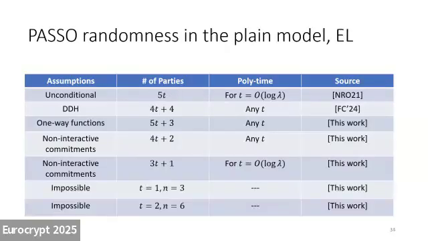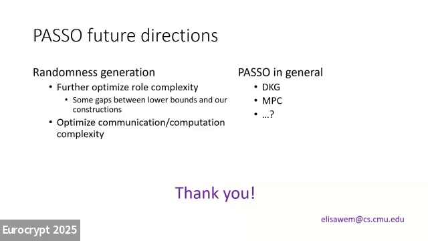Okay, so this is pretty much all that I had. There are lots of interesting questions in this model, so we can think about further optimizing the round complexity, since there are some gaps between our lower bounds and the constructions that we have. We can also think about optimizing the communication and computation, and we can think about obtaining different primitives, for example, obtaining full-blown multi-party computation. Okay, thank you so much.